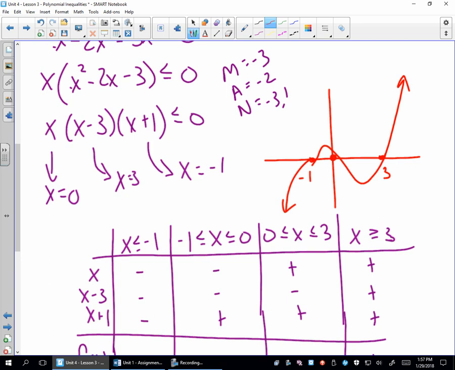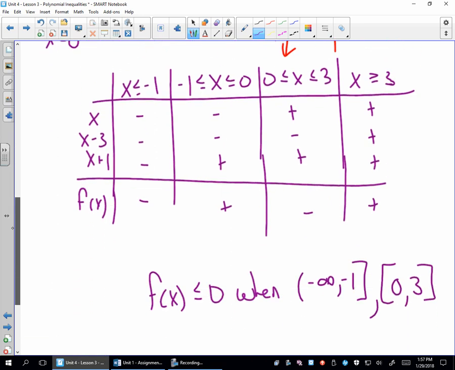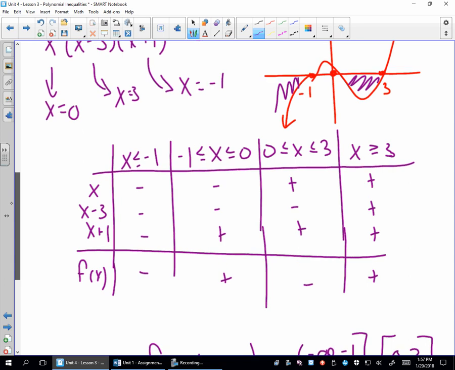I want f to be less than 0. Where is that true? Well, less than 0 is over here and in this section. Does that match my math? Below -1, yep, and 0 to 3, perfect.